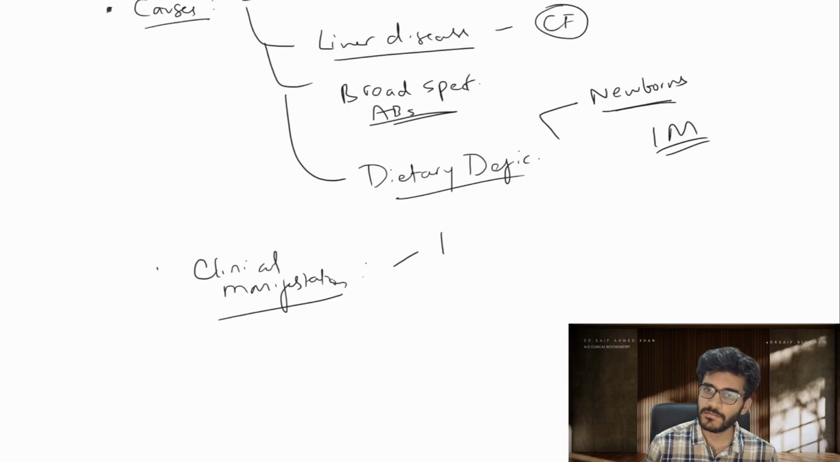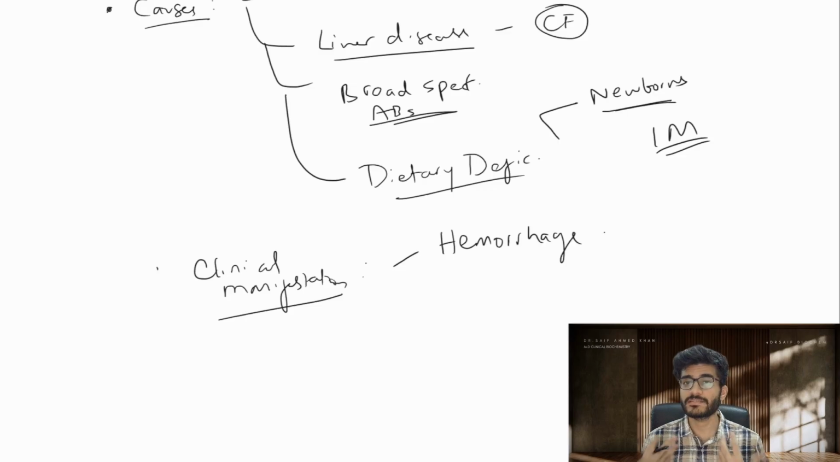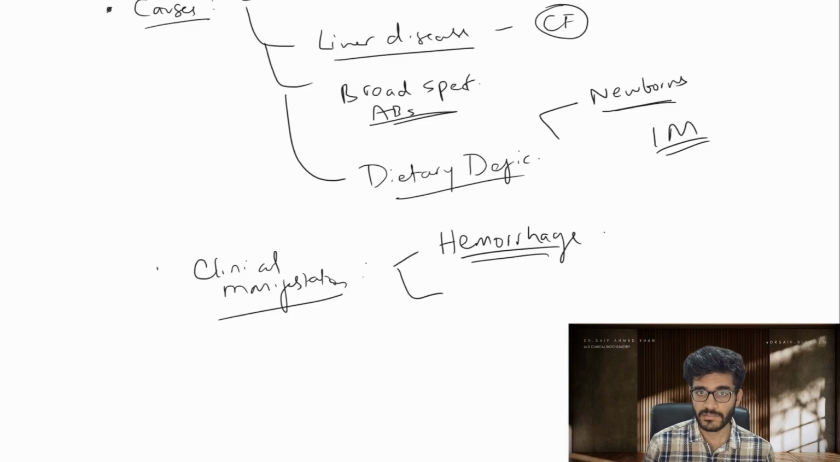The first one, which is hemorrhage, which is excessive bleeding. So easy bruising, epistaxis, which is nosebleeds, gum bleeding, hematuria, which is blood in urine, and dark stools from GI bleeding, and most dangerously, intracranial hemorrhage, especially in infants. These are the very crucial clinical manifestations.